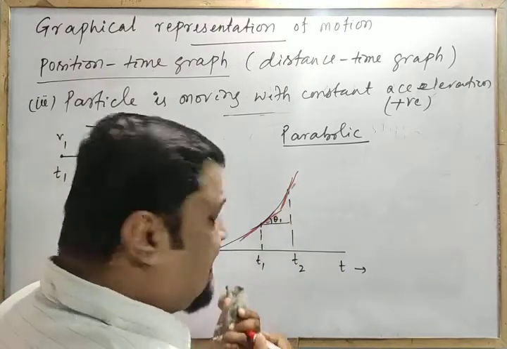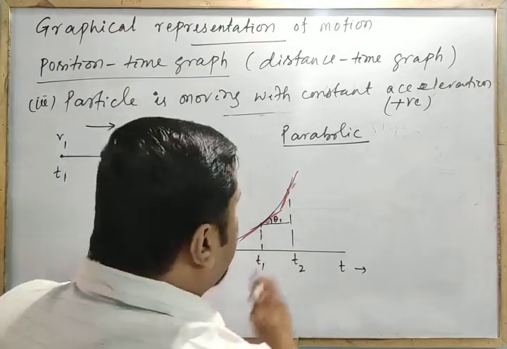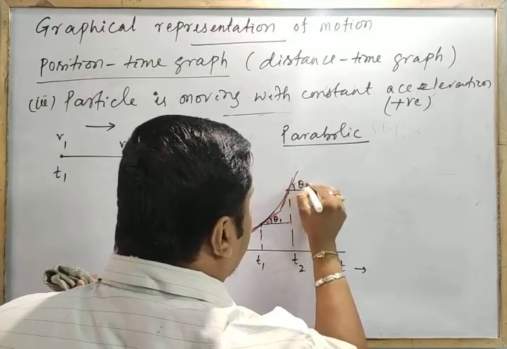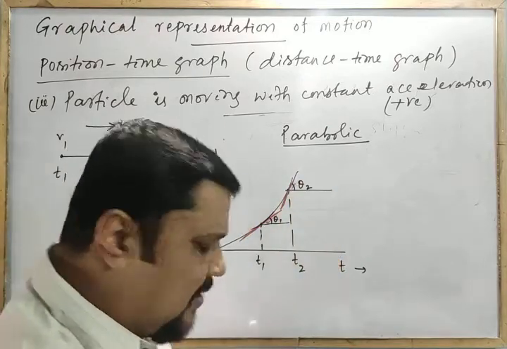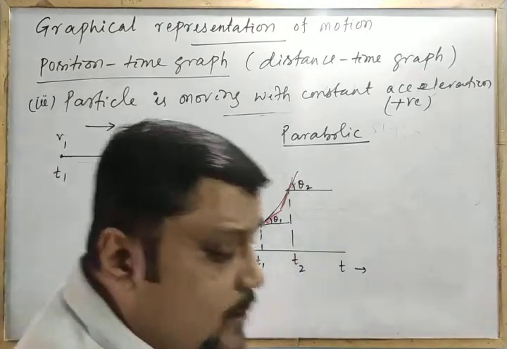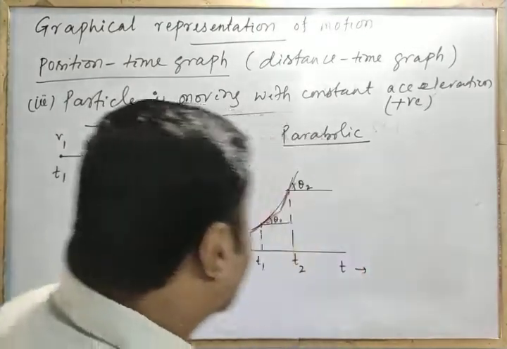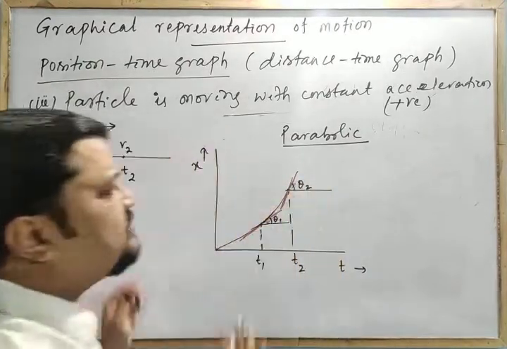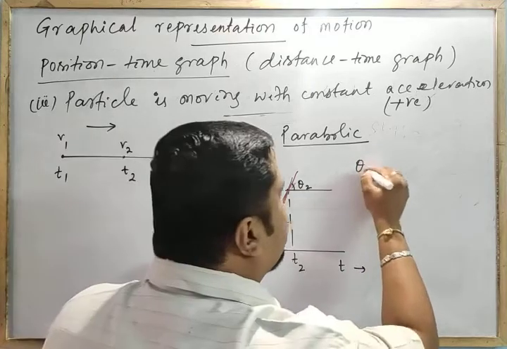So what is the slope of this line at this point? Now draw a line parallel to the time axis like this. So this will be theta 2. Now by observing the slope at t1 and the slope at t2, tell me, here in this figure, which one is greater? Obviously theta 2 is greater than theta 1.